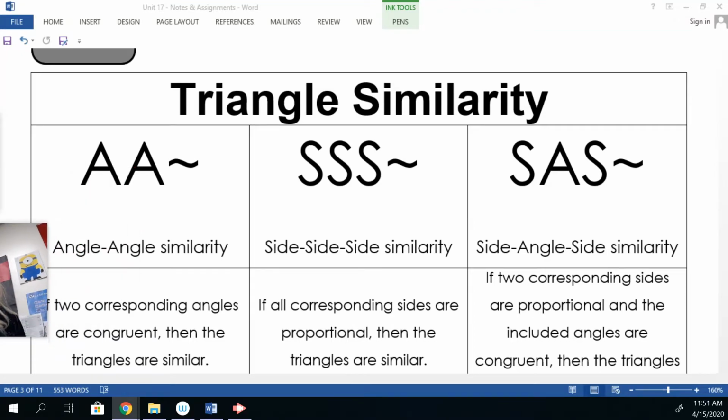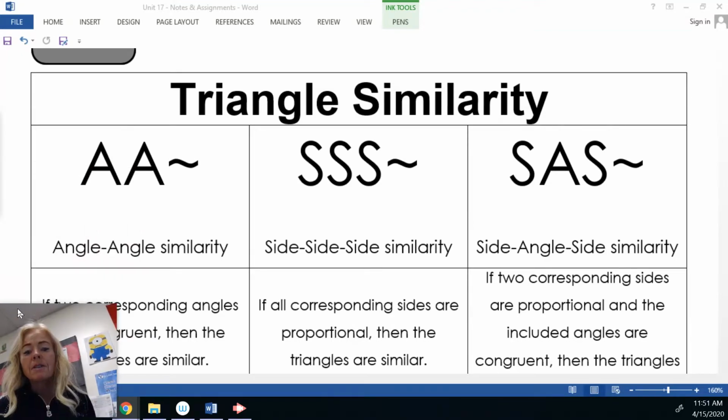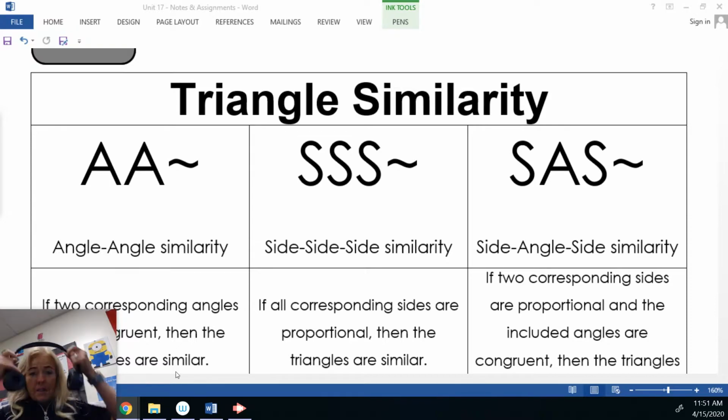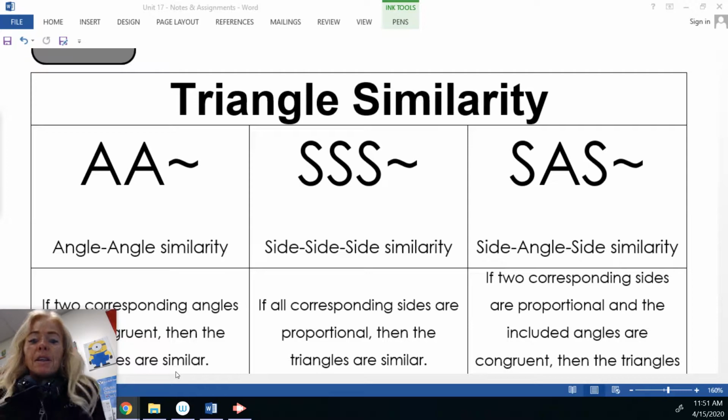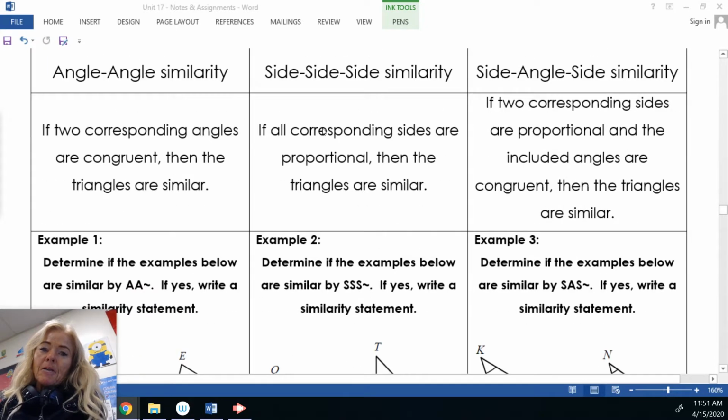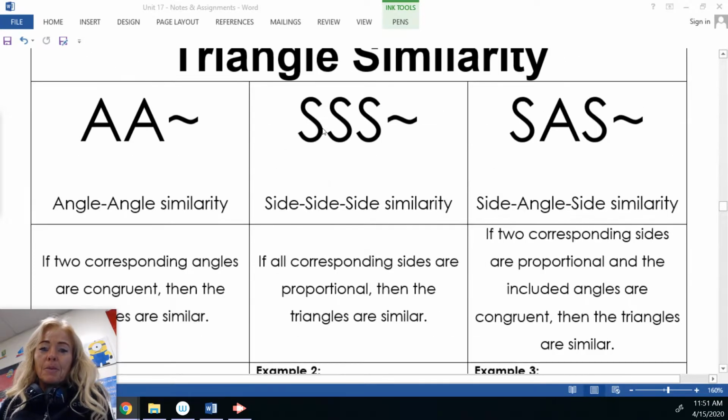Class, we are in 17.3 now. And 17.3 is triangle similarity with AA similarity, side, side, side similarity, and side angle side similarity. What AA similarity stands for is angle angle similarity. So we have angle angle similarity first that I'm going to talk about. If two corresponding angles are congruent, then the triangles are similar.